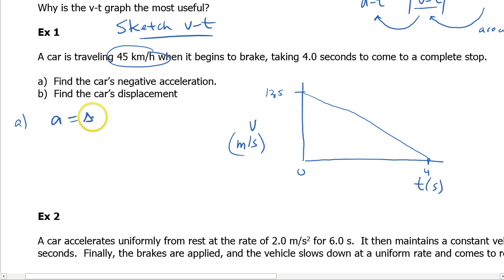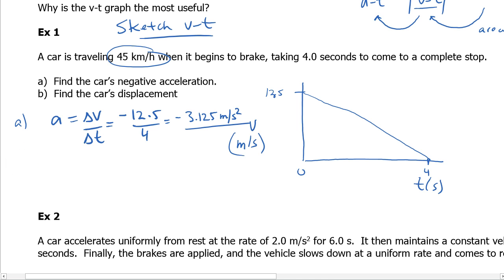So a is going to be equal to delta v over delta t. The change in velocity will be negative 12.5 because it starts at 12.5 and ends at 0. And how much time goes by is 4 seconds. So I go 12.5 divided by 4 and I get a negative 3.125 meters per second squared. Remember, the units for acceleration are meters per second squared.